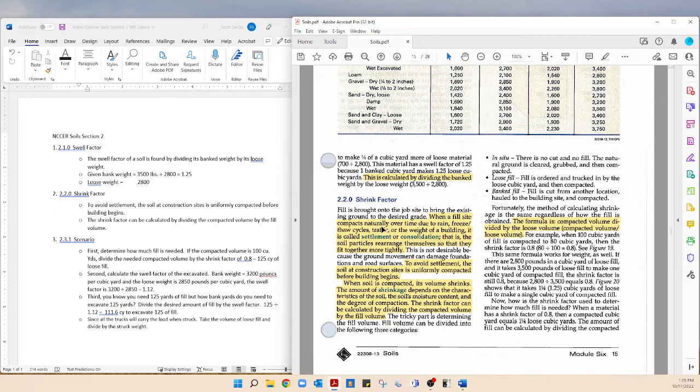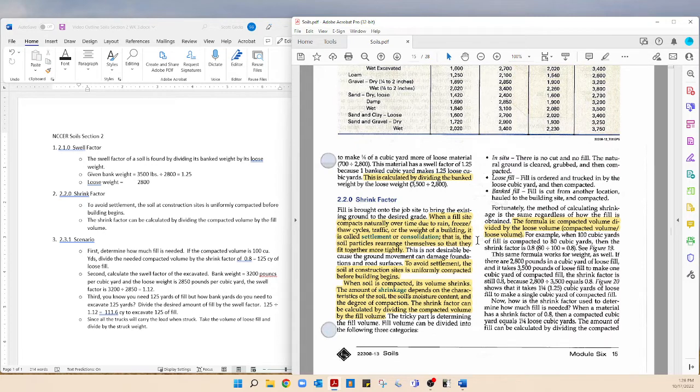But let's talk about shrink factor. Fill is brought into the job site to bring the existing ground to the desired grade. In other words, if you've dug out a big square hole and you're going to fill it full of good soil, it's going to be compacted in the fill. And it goes on to talk about different types of fill, but it ends up saying, fortunately, the method for calculating shrinkage is the same regardless of how the fill is obtained. And I'm not sure what that means, since they went through all this trouble. But this would be bank, this would be loose fill, could be banked fill.